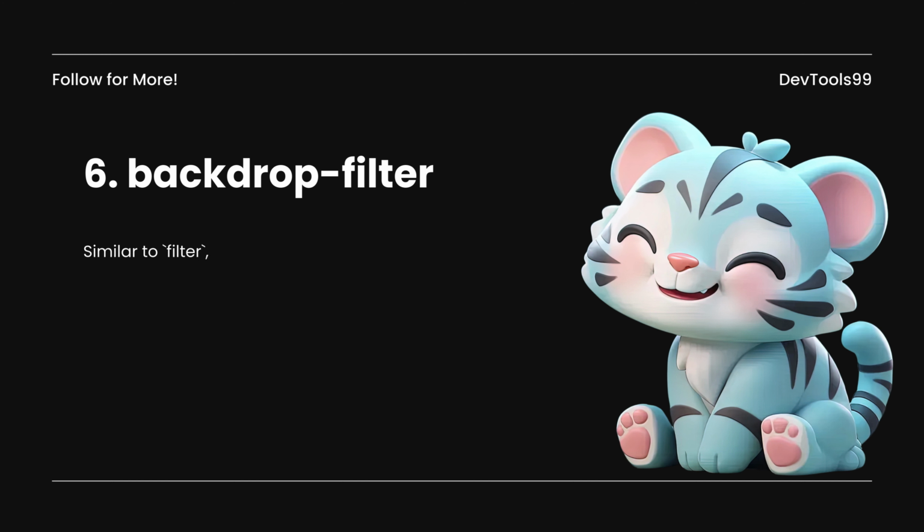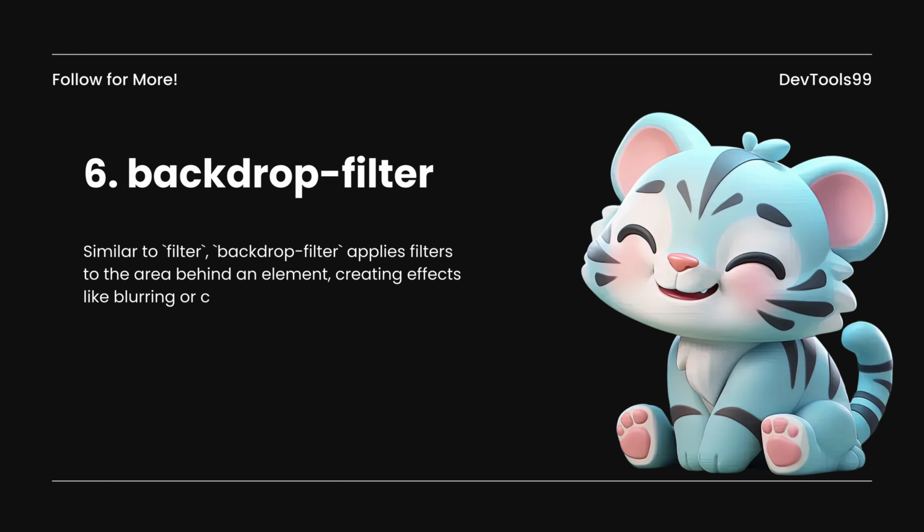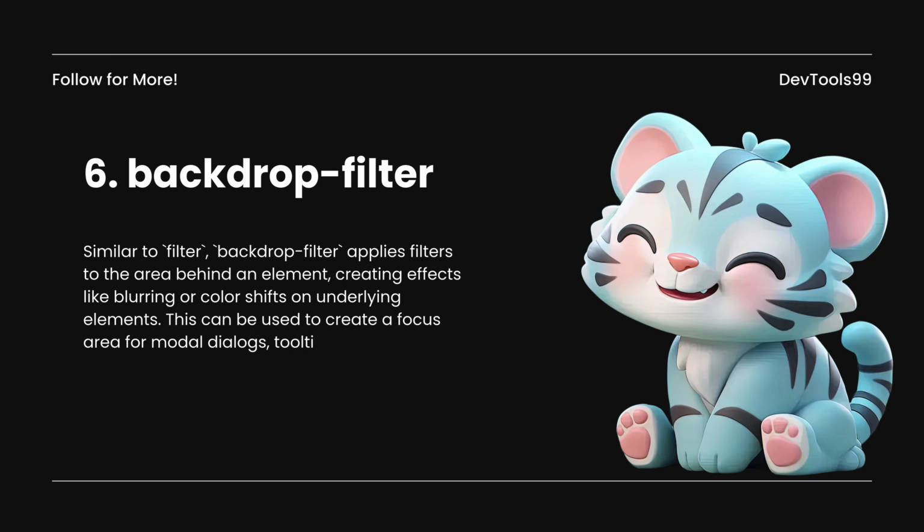6. Backdrop filter. Similar to filter, backdrop filter applies filters to the area behind an element, creating effects like blurring or color shifts on underlying elements. This can be used to create a focus area for modal dialogues, tooltips, or menus by making the background less visually prominent.